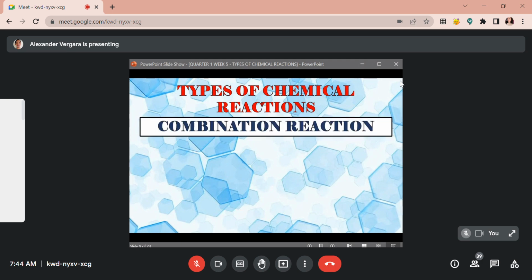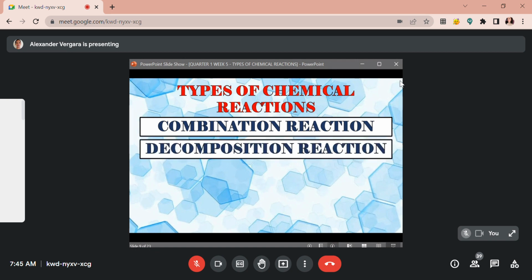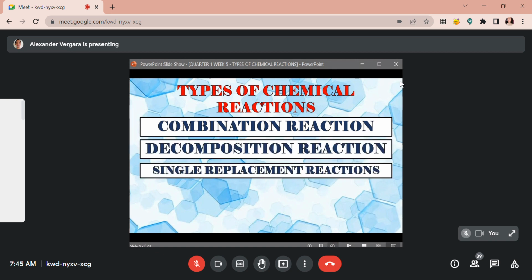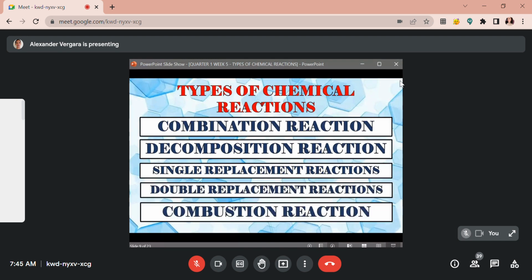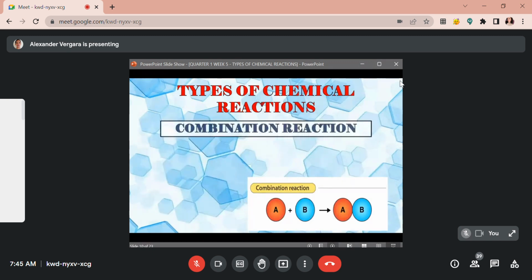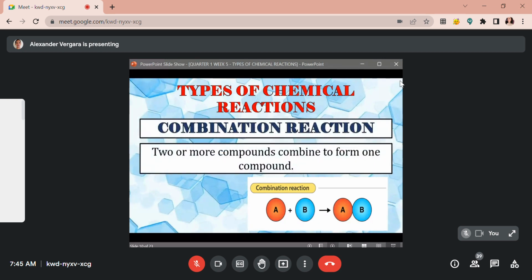Okay, next. These are the types of chemical reaction. Number one is the combination reaction. Number two is the decomposition reaction. Number three, single replacement. Number four, double replacement. And number five is the combustion reaction. So what are the differences of these types of chemical reaction? Let's start with the combination reaction. In a combination reaction, two or more compounds combine to form one compound.